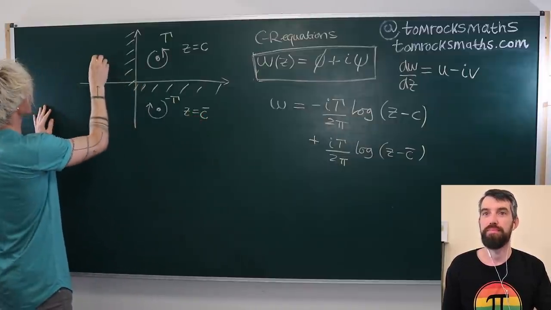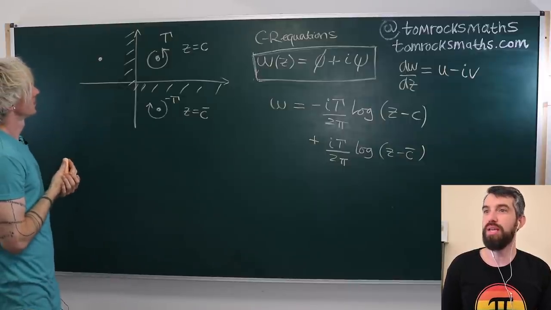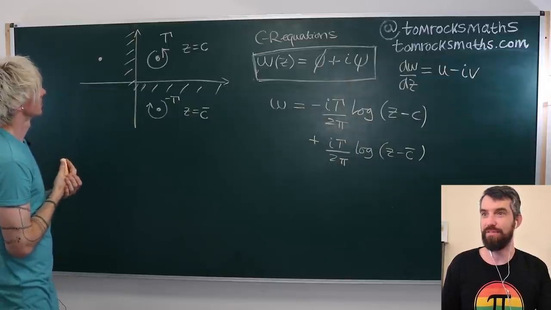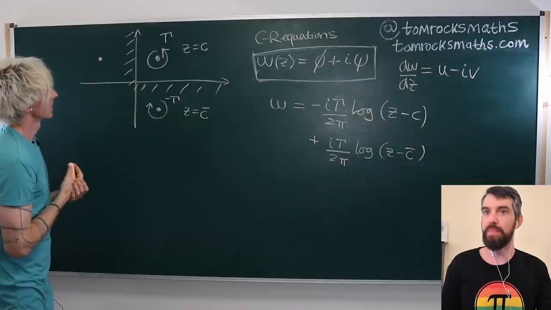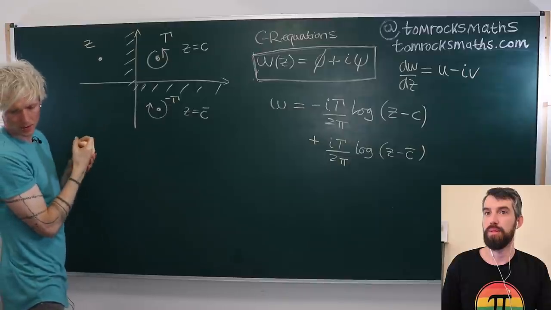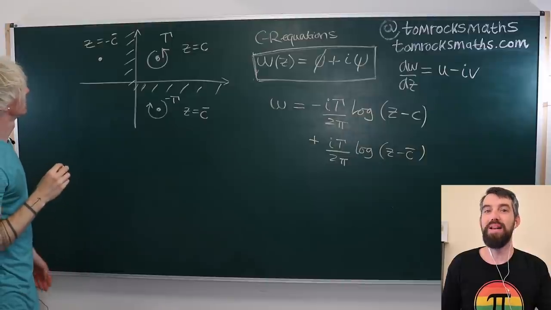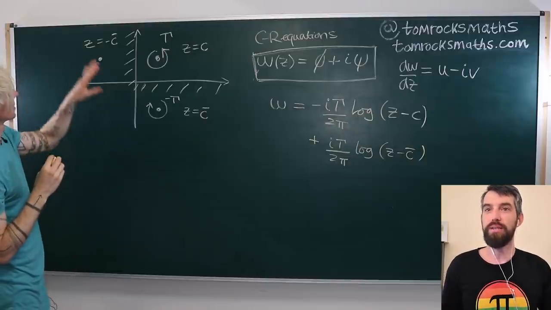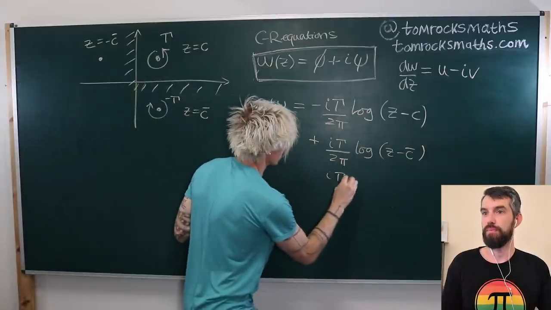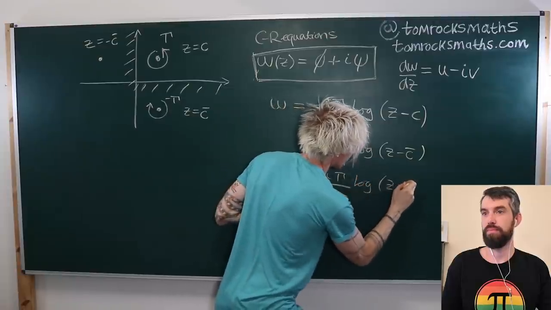Now, what about this one? Same story here, but we're going to want to add the value of c instead of subtract it. This one will be located at z equal to minus c bar. So then we've got i gamma over 2 pi times the log, and as you say, now it's z plus c bar.